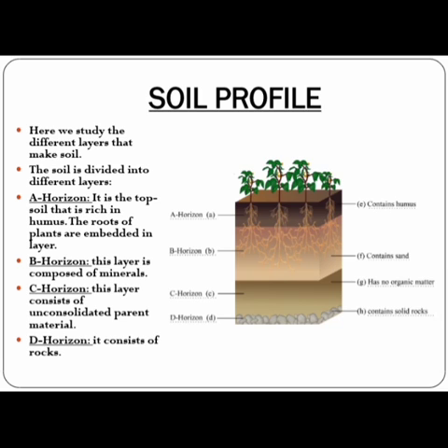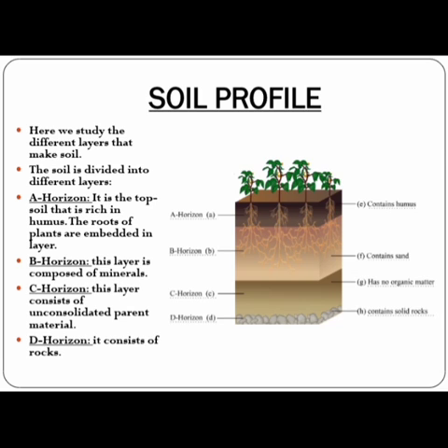Coming to the first layer, that is A horizon, we call it the topsoil. So we know what topsoil is, right? It is very rich in humus. What do you mean by humus? It consists of dead and decaying matter of plant waste as well as animal waste, which is very nutritious for the plants to grow. So topsoil is more important for cultivation of crops, isn't it? Because it consists of a lot of humus, and roots of the plants are embedded in this layer. So the roots will be inside this layer, that is A horizon.